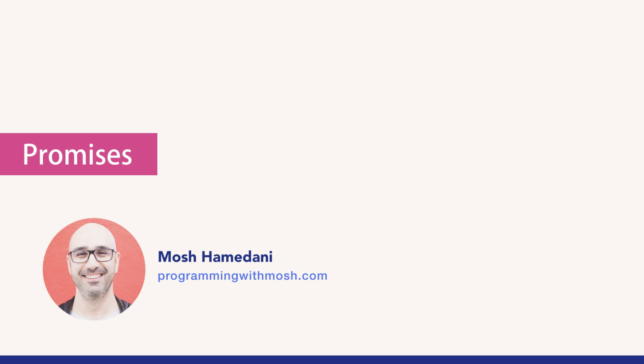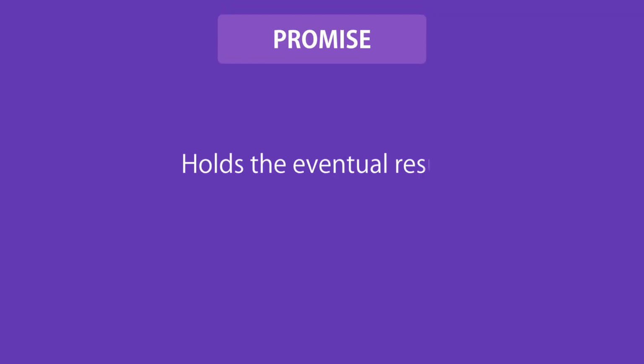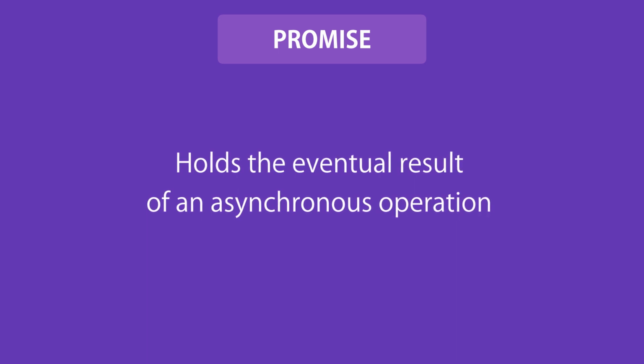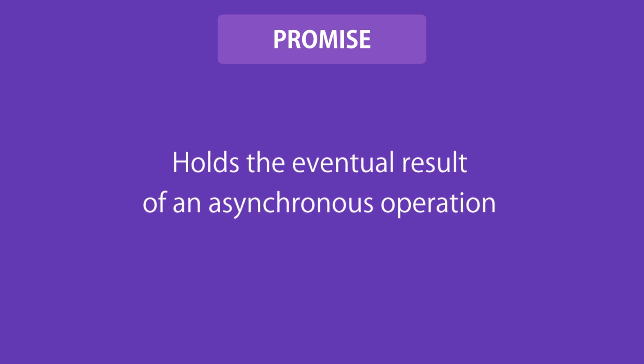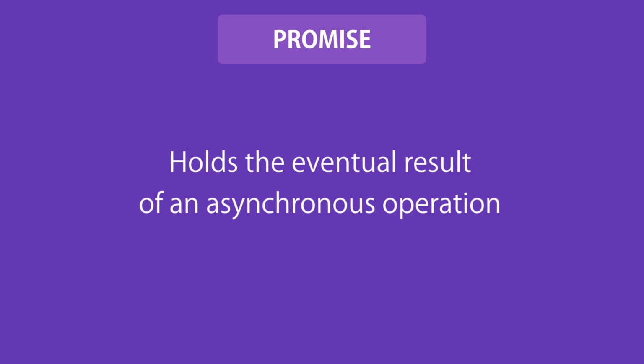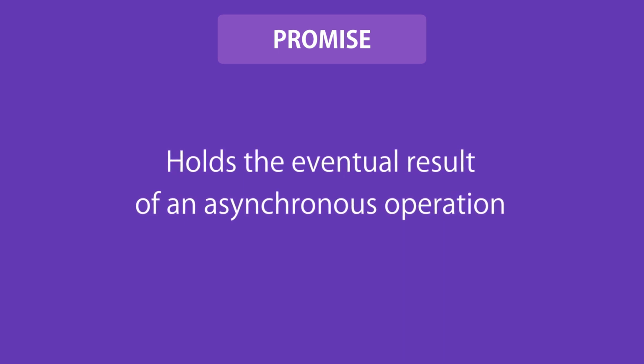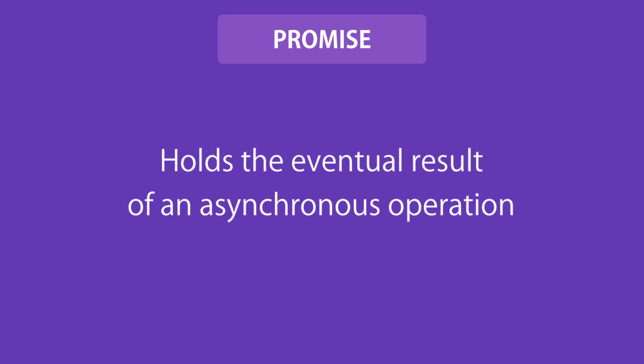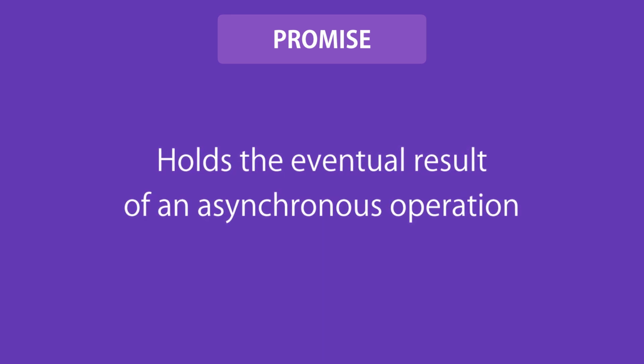In this lecture, we're going to look at JavaScript promises, which are extremely powerful when it comes to dealing with asynchronous code. So what is a promise? A promise is an object that holds the eventual result of an asynchronous operation. So when an asynchronous operation completes, it can either result in a value or an error. A promise basically promises you that it will give you the result of an asynchronous operation.